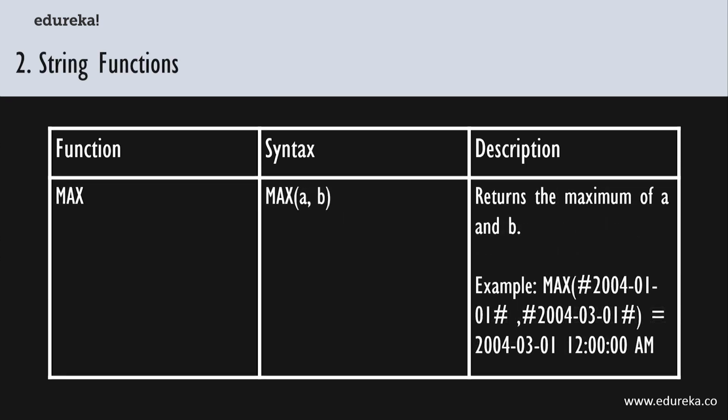Next we have max that we have used 2 times before, so I'm not going to demo this as well. Again, you will put in 2 dates and it is going to return the maximum of the 2 dates. Next we have min. Again, you're going to put in 2 dates and it's going to return to you the minimum of those 2 dates.